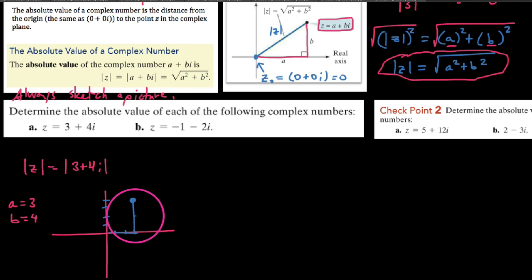And so we say that if we know that this is (3, 4) here, then our absolute value is this distance right here. This is our absolute value of z. And we already know this is 3 and this is 4.